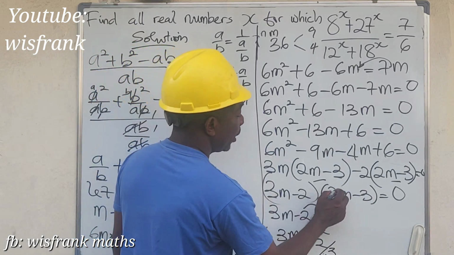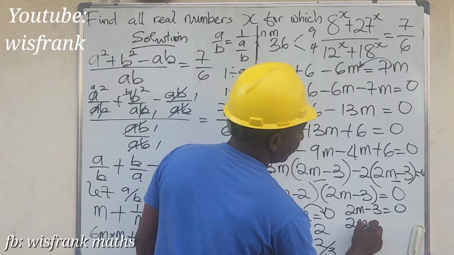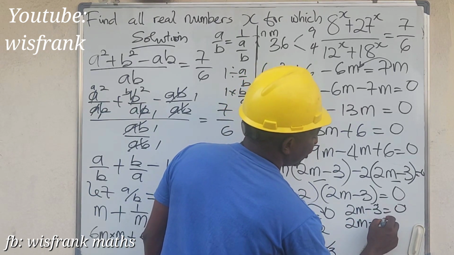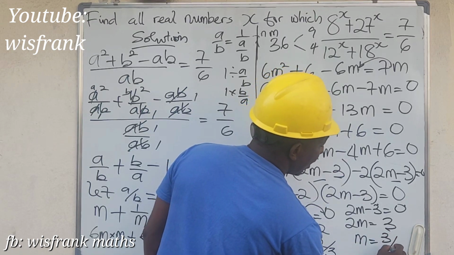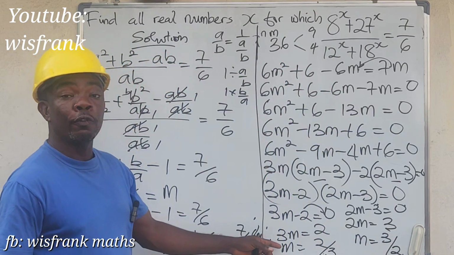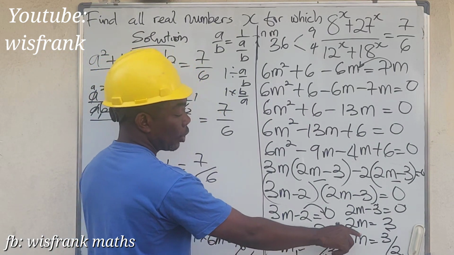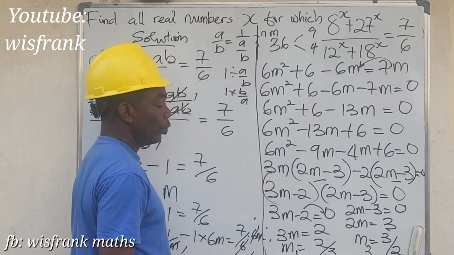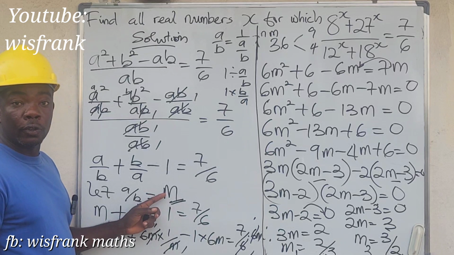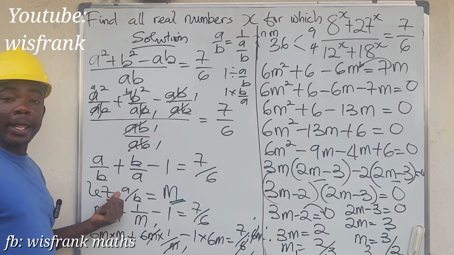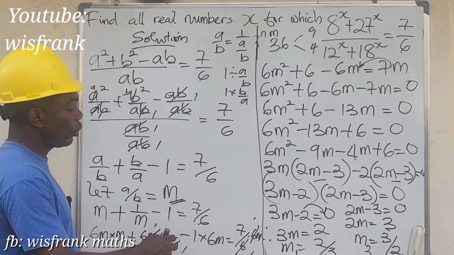So we take the second one here, which is 2m minus 3 equals to 0. 2m equals to, this will transpose into this other side, become 3. Therefore, our m equals to 3 all over 2. So we have the true values of m, which is, the first one is 2 all over 3, and the second one is 3 all over 2. So we recall that we said let a all over b equals to m. And we also said that our a is 2 to the power of x and b is 3 to the power of x. So we are going to substitute that.